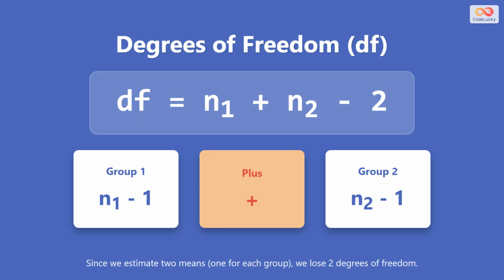For the degrees of freedom, the calculation is simple. Sample size 1 plus sample size 2 minus 2. We subtract 2 because we have estimated two parameters, the means for both groups. Knowing the correct degrees of freedom is essential for finding the critical value in a t-table.